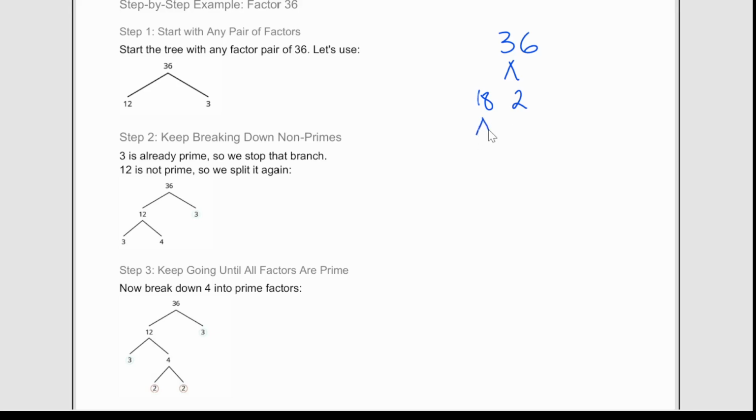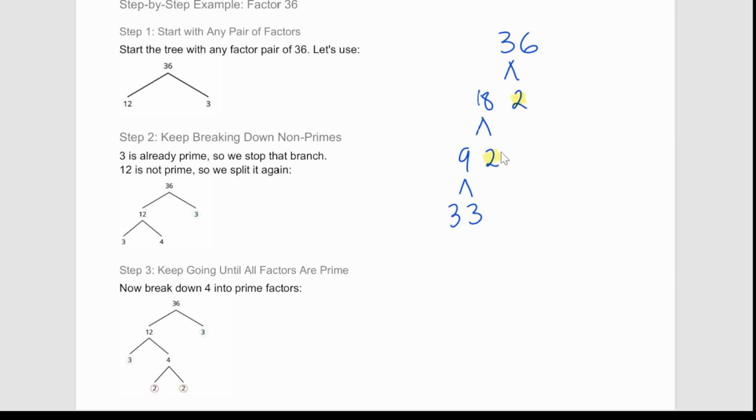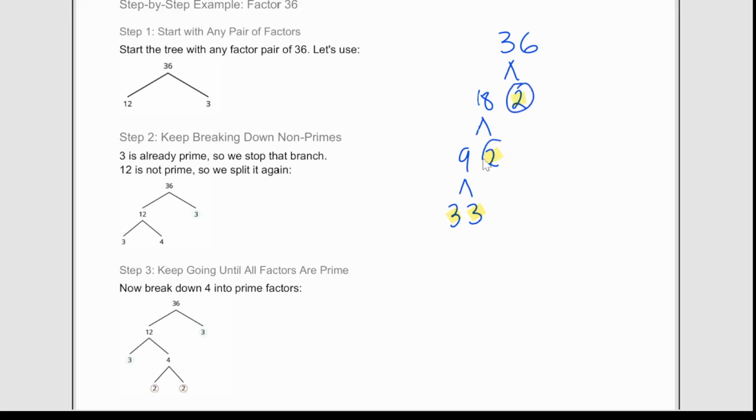Then 18 breaks down further into 9 and 2. 9 breaks down further into 3 and 3. And lo and behold, I've got the factors 2, 2, 3, and 3. So the ends of my branches are the numbers I'm going to pay attention to. These middle steps were really just there to help me think. I'm not going to pay attention to those numbers.